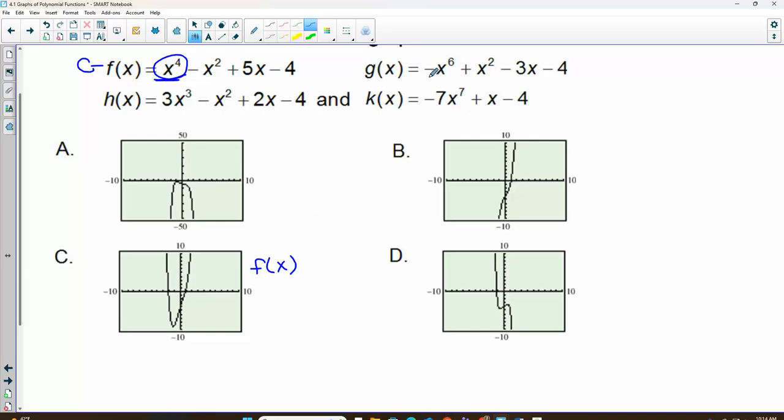All right, G, a negative x to the 6th. It's even, so it's a parabola, but the negative would flip it. So that one is A. All right, this one, 3x cubed. What does that look like? A normal chair. It did not flip. So that is... all right, negative 7x to the 7th. So an x to the 7th looks like a chair, but a negative flips it, so that is D.